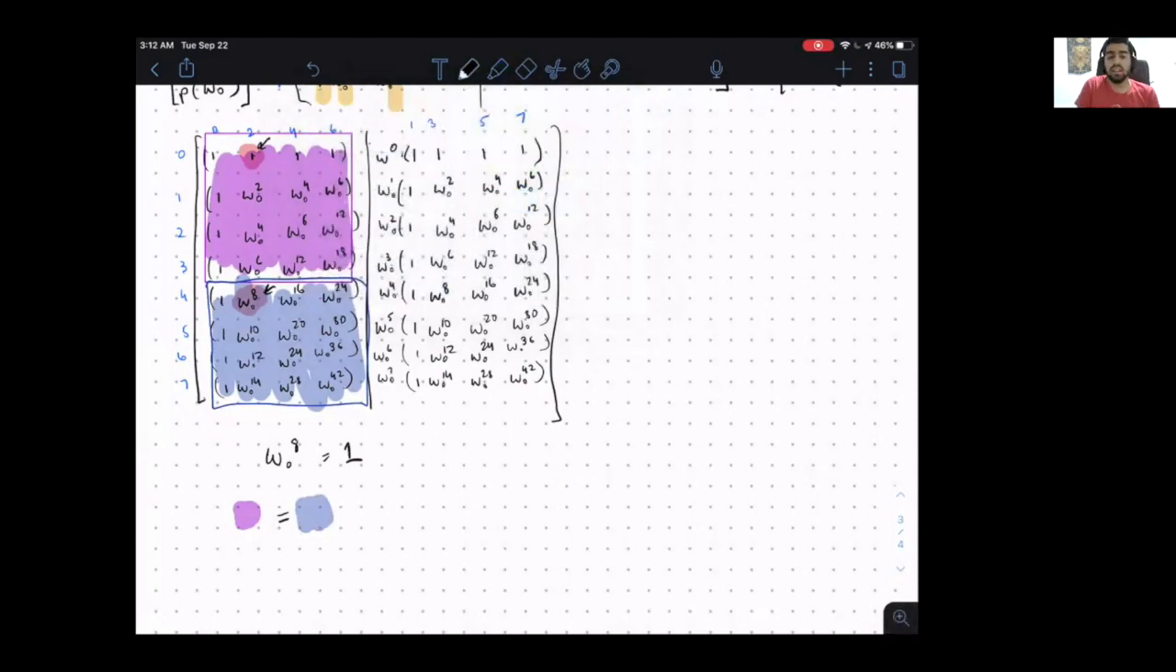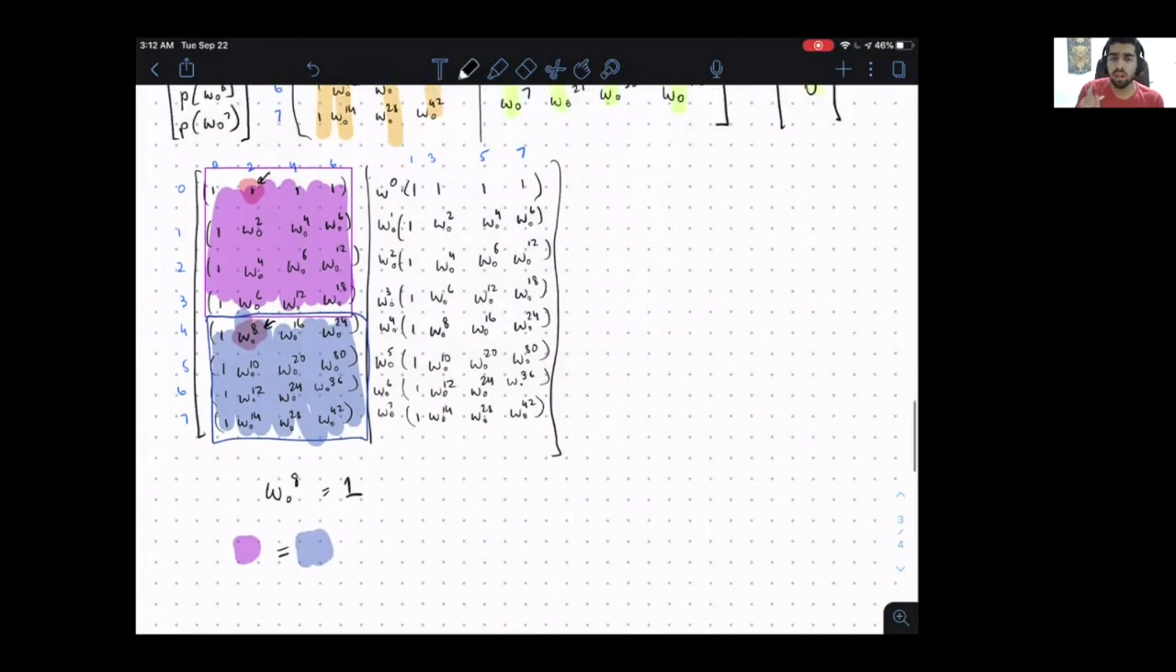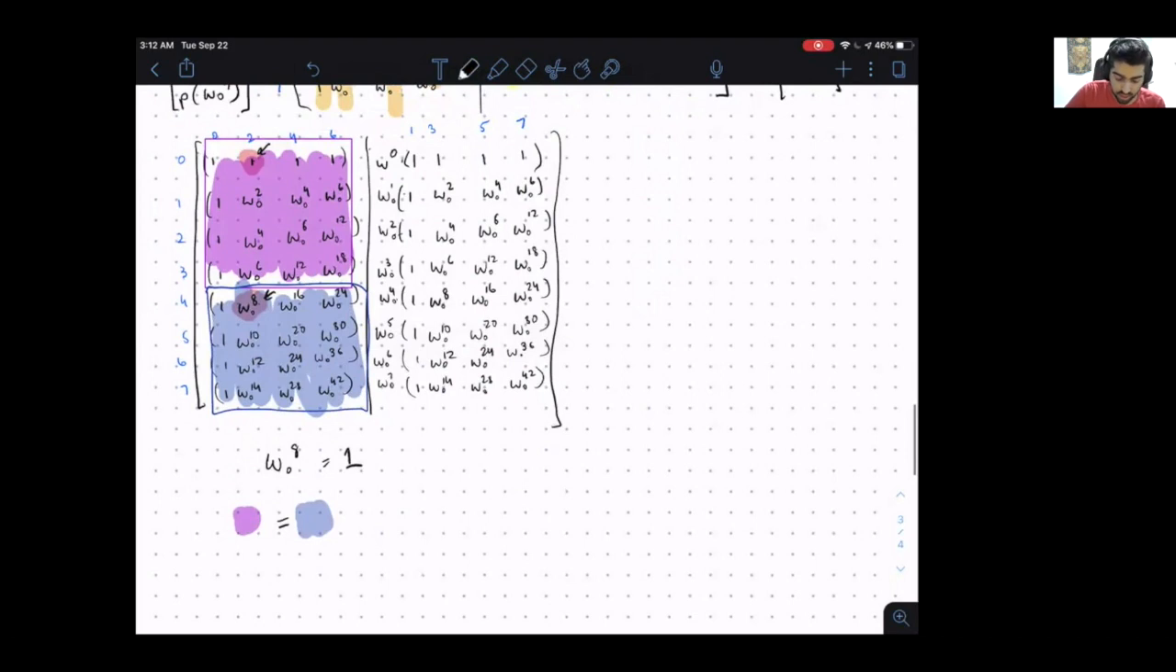Now, why is that? Is it just some coincidence, or did we plan it to be that way? Well, the answer is that we planned it to be that way, and that's precisely the reason why we're using these complex roots of unity. And just to convince you a little bit more about this fact, let's actually take two elements, for example, these two that we compared before, and show why they're equal.